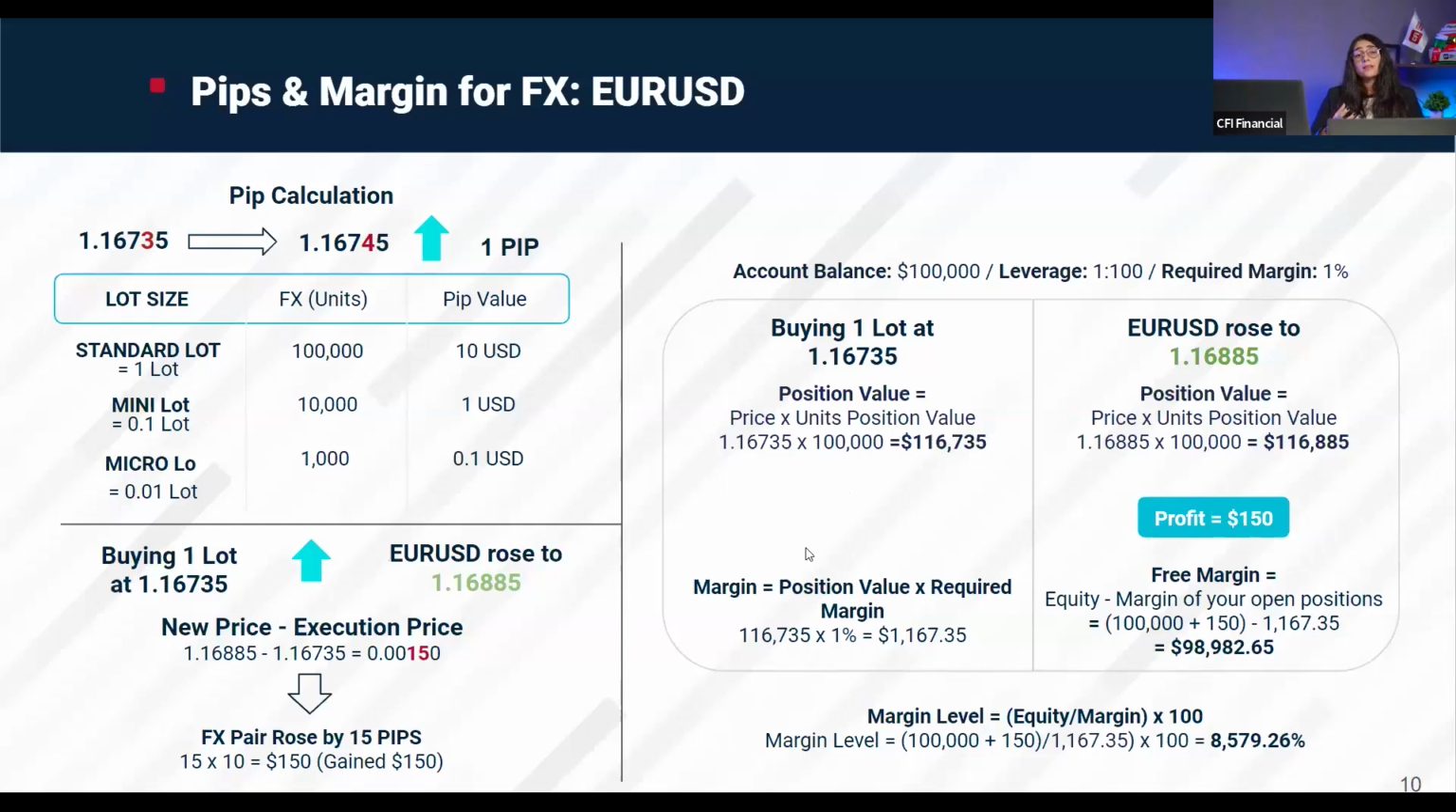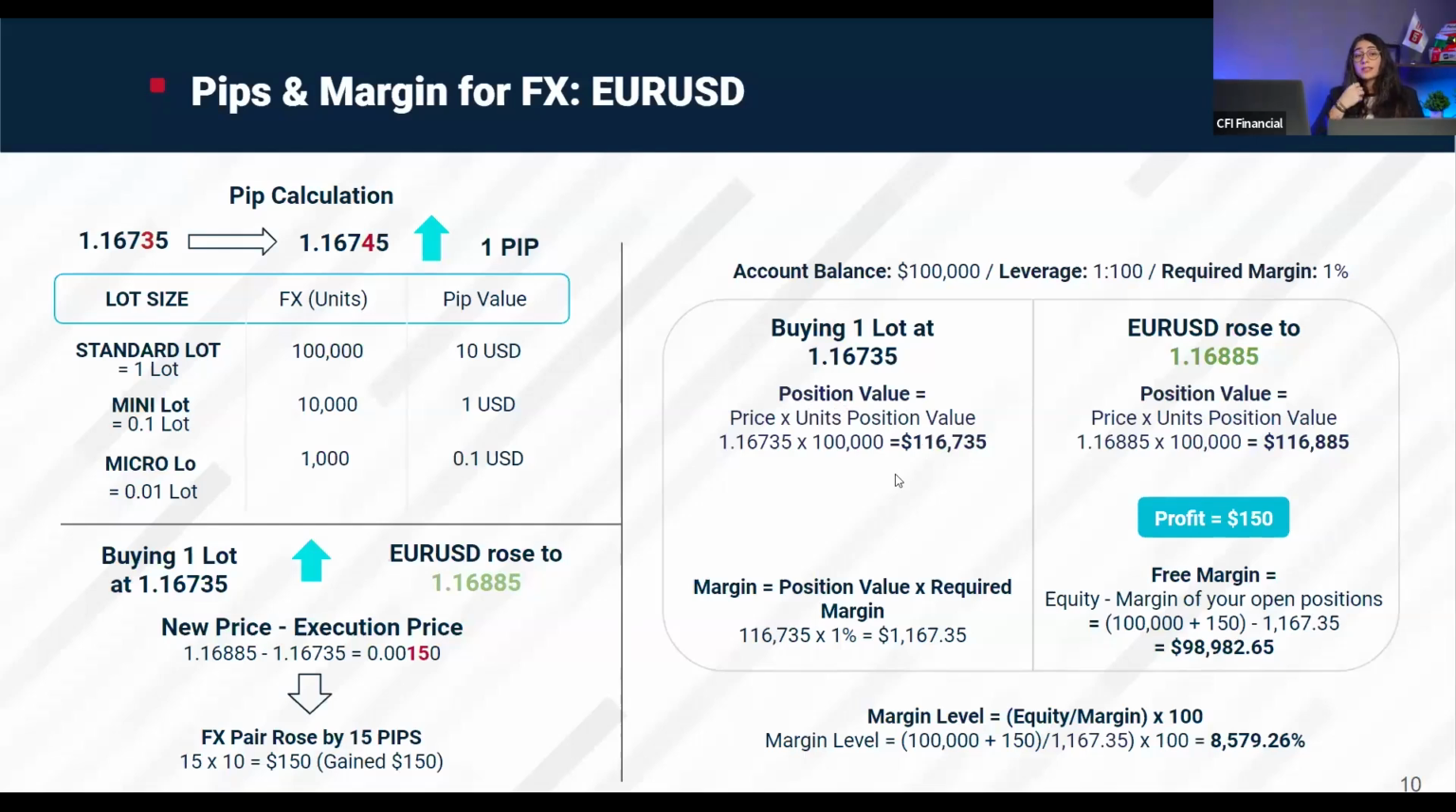I should calculate the position value. To get the position value, I take the price that I want to enter and multiply it by the number of units that I'm entering, and I'll get the value. In our case, the price is 1.16735 multiplied by 100,000, because one standard lot is 100,000 units, as you can see on the table on the left side. So it's going to cost me $116,735 to execute the trade.